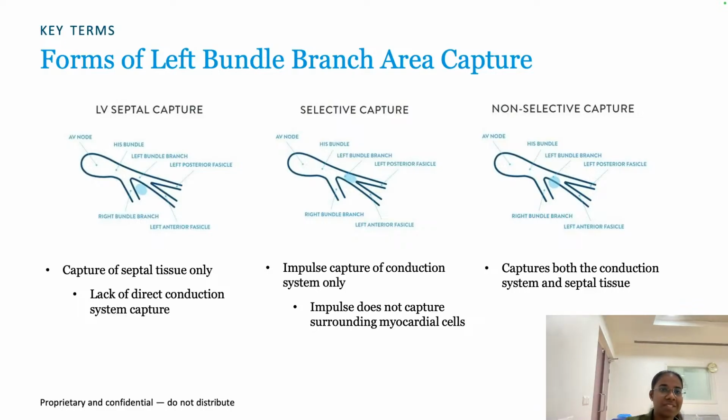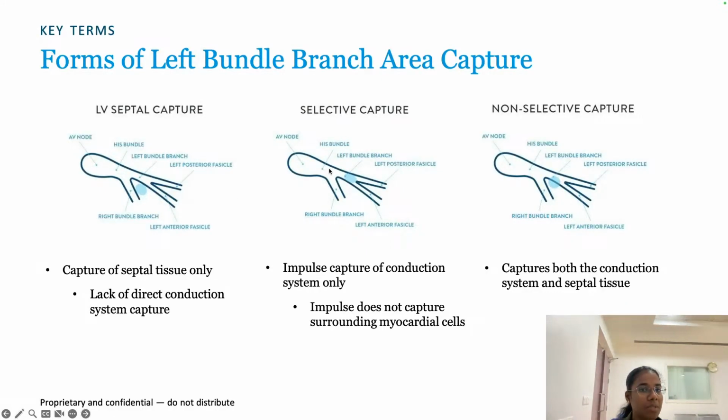Yes. So these are the three kinds of capture: septal capture, selective capture, and non-selective capture. You can see in the diagram that here the septal capture is happening. This is a septal area, and this is a septal area. We are going to capture in between the septal wall region, between the RV and LV. This will be a left-sided approach, but it will not be a pure left bundle capture. It will be a septal capture, but far better than the RV apical capture.